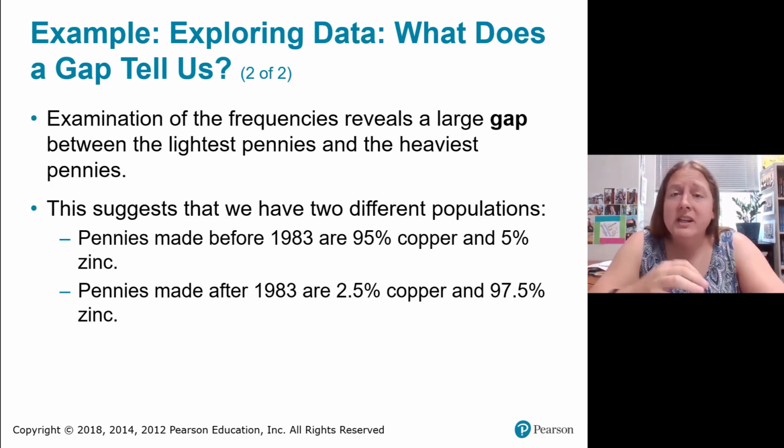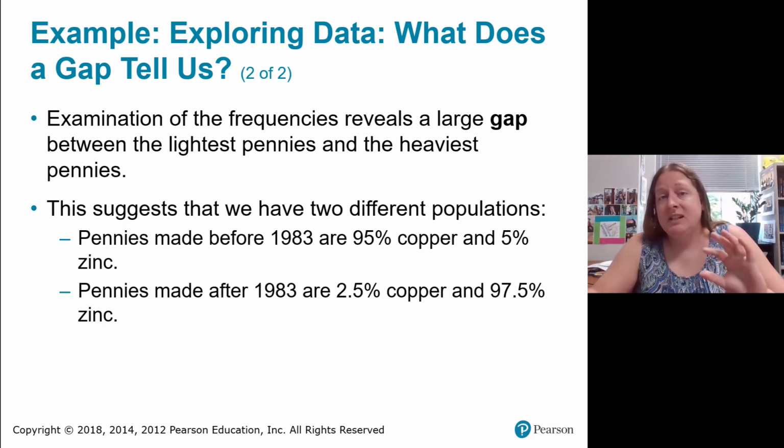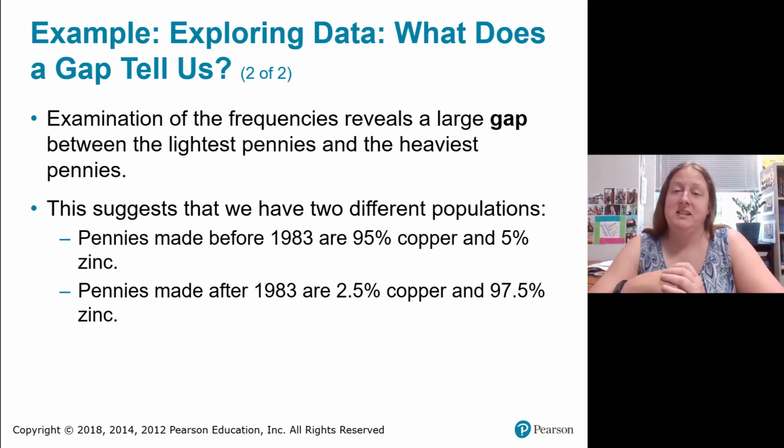Well, if we look into it a little bit more, we start asking, why would this gap exist? Why do we have light and heavy pennies but nothing in between? Then what we find is that there's two different populations there. In 1983, the US Mint changed the composition of pennies, and consequently, we got two different weight pennies to be working with.